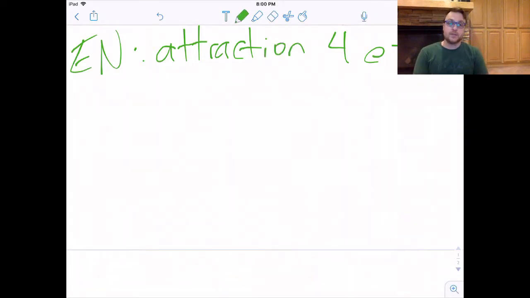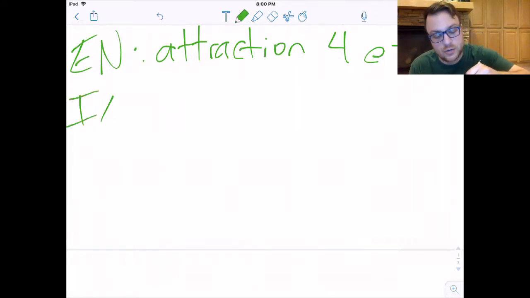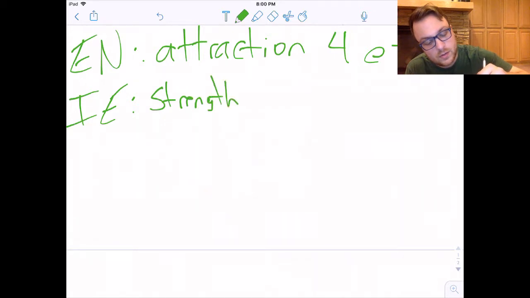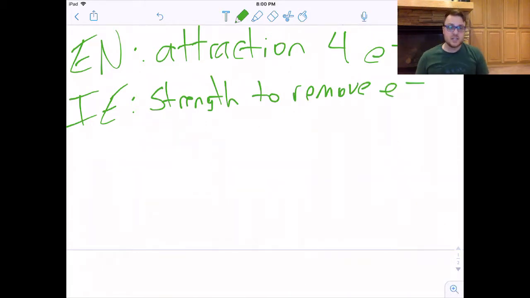Ionization energy is all about the strength to remove an electron. So these kind of go hand in hand. Non-metals like fluorine have a very high ionization energy, which means it takes a lot of energy to remove that electron, which also means they have a high electronegativity because they do want to attract electrons more than give them away. So the opposite's true for your metals. Your metals have a very low ionization energy, so it's pretty easy to remove that outermost electron.